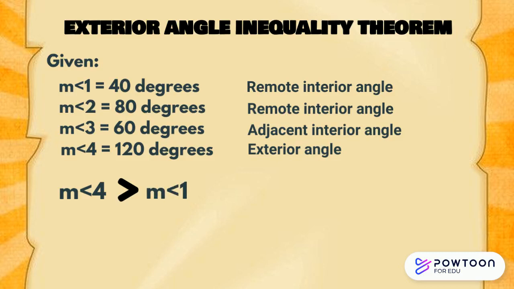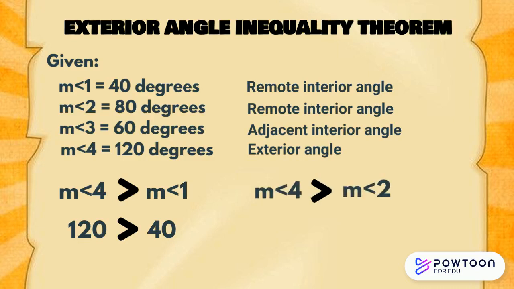Substituting, we have 120 degrees is greater than 40 degrees, which is correct. Since angle 2 is also a remote interior angle, we can also conclude that the measure of angle 4 is greater than the measure of angle 2. Note that 120 degrees is greater than 80 degrees.